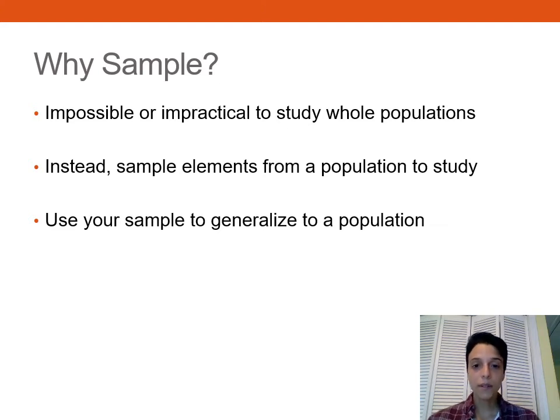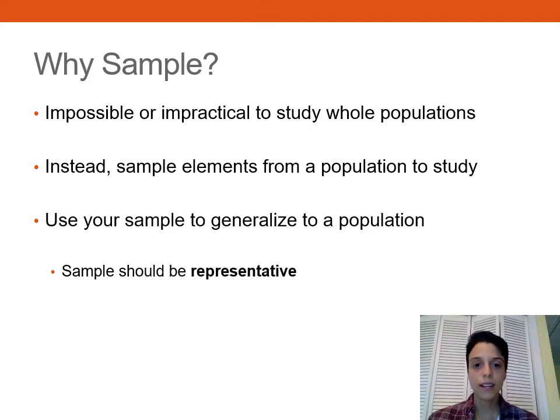So once you have a sample, you again use it to generalize to a population. And we've seen the word generalize before, and what generalize means is that you're looking at data from your smaller sample and using it to make some sort of assumption or educated guess about what's actually going on in the population.